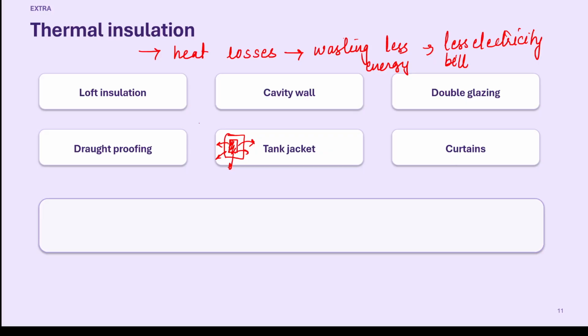Curtains would stop the heat going out by different processes. I'm just going to explain these. Conduction. Conduction happens whenever there is a heat flow through a solid.